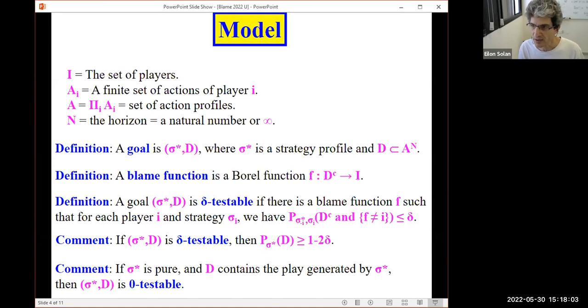Questions about the model, and then I will answer about applications, or some applications.